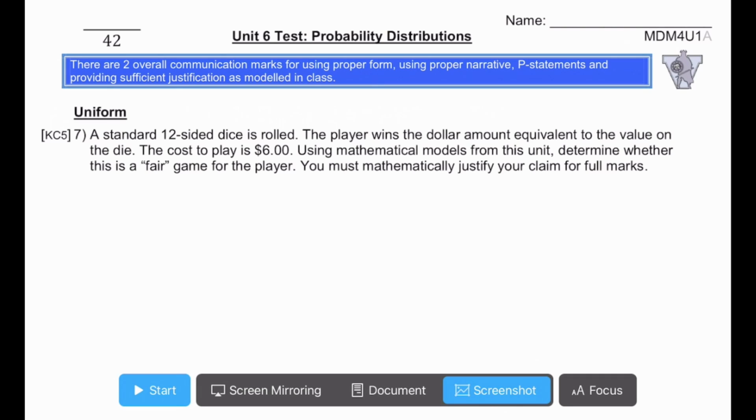Let's take a look at some practice questions related to probability distributions. Our first question deals with uniform distributions.